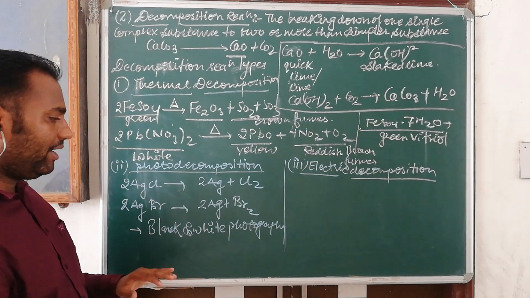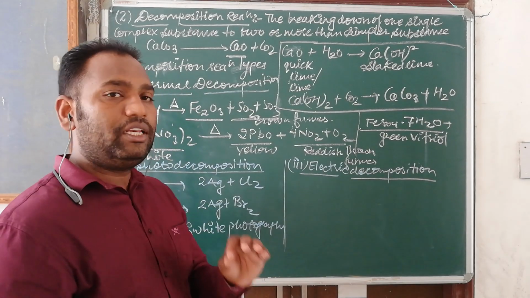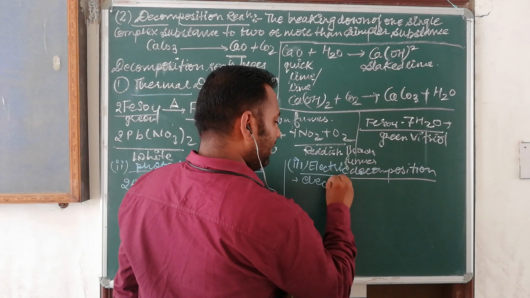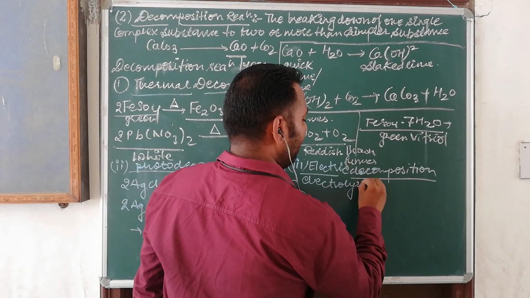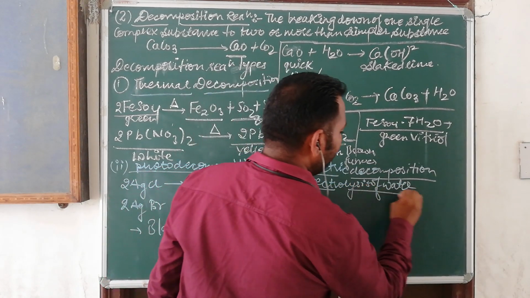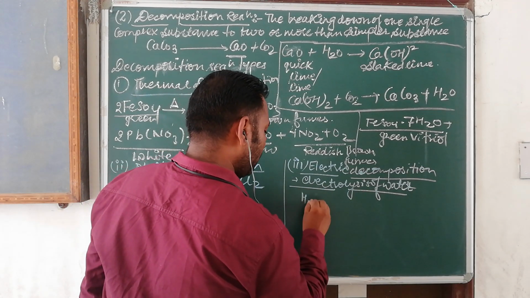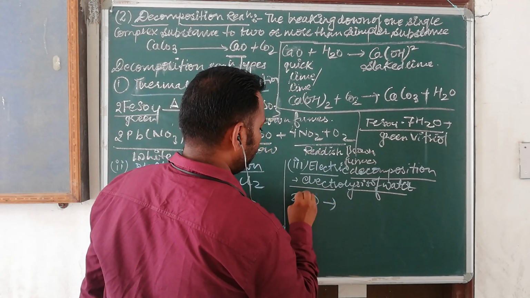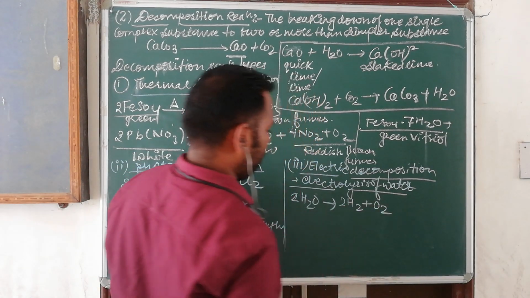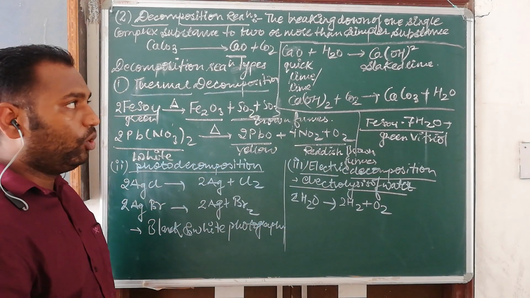Black and white photography uses these reactions, and electric decomposition is generally used in the electrolysis of water. So the example is electrolysis of water. The activity is also in your textbook, you can see electrolysis of water. This is our electrolysis of water, and this is the reaction. So I hope you understood.